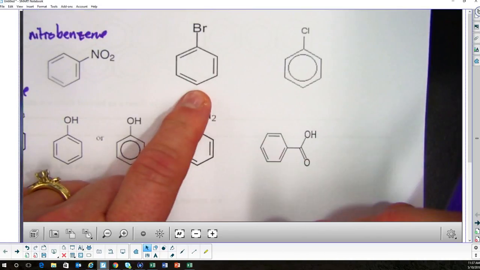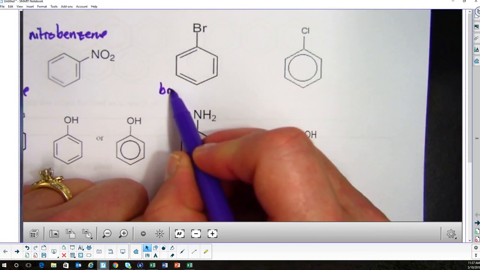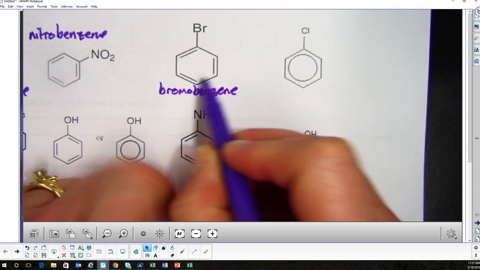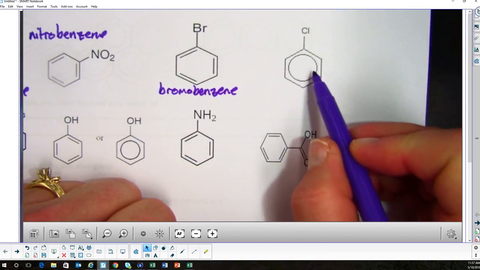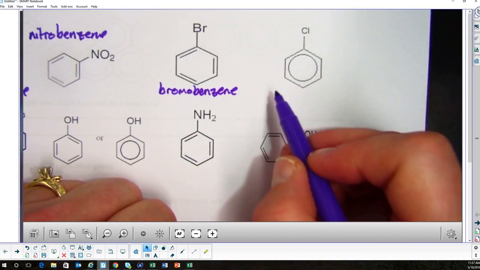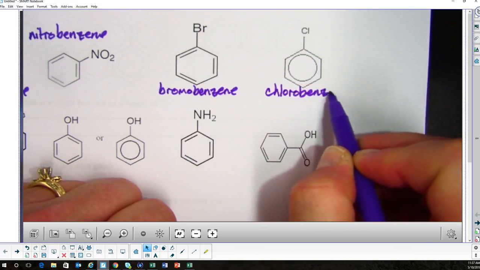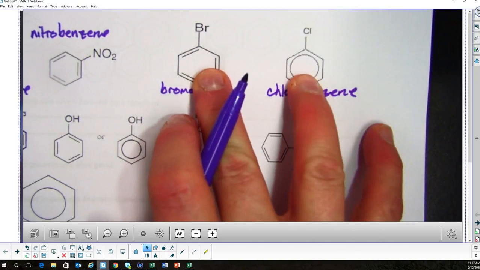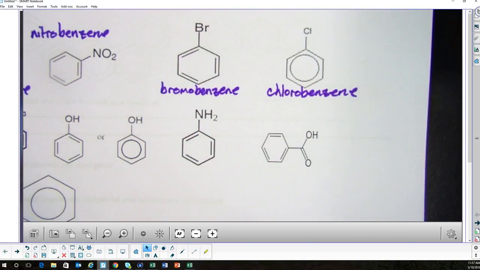Okay, what do you think this is? Bromobenzene, yep. It's got to be every other one a double bond to be a benzene. Okay, what about this one? Chlorobenzene, yep. What are these kinds of things used in? These are used in medicines a lot. They'll be bonded with something else.